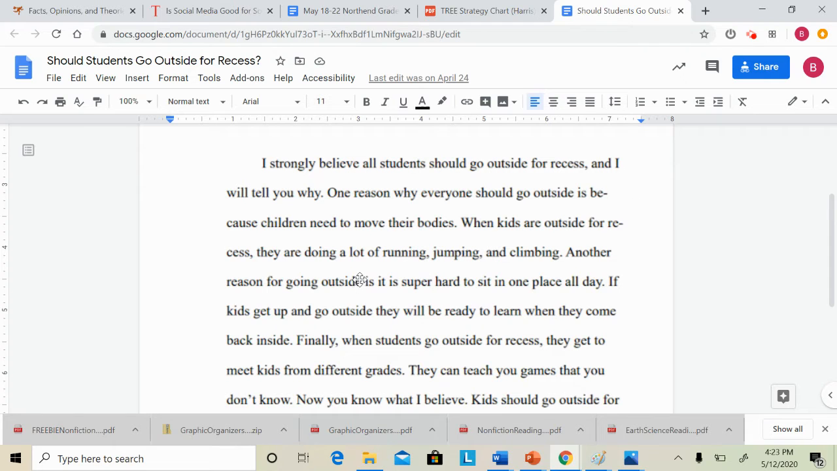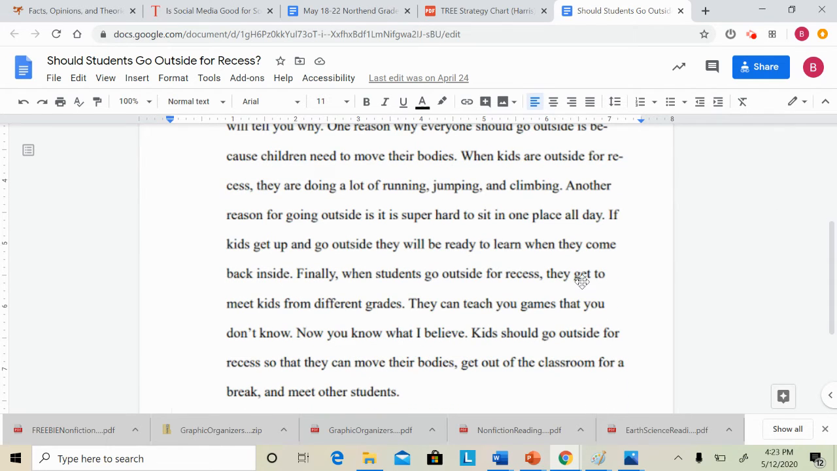"Another reason for going outside is it is super hard to sit in one place all day." Second reason. "If kids get up and go outside, they will be ready to learn when they come back inside." This says more about our second reason.